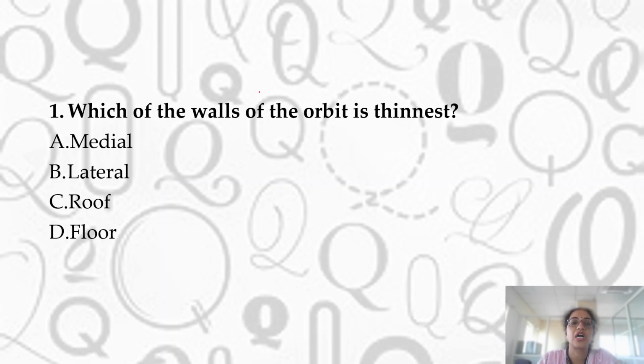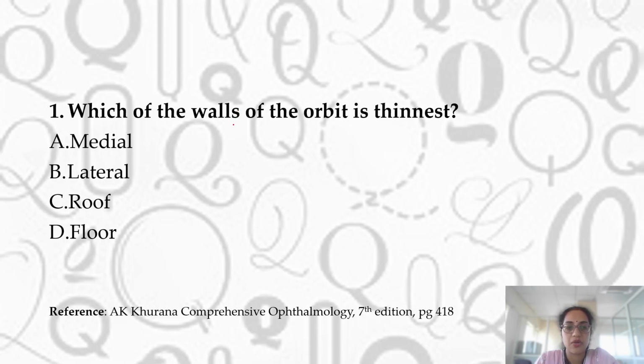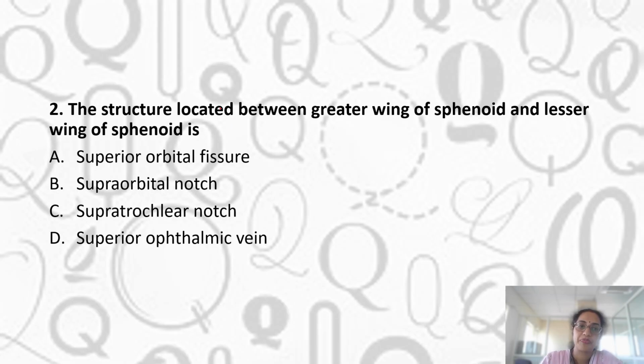Let's take a question now. Which of the walls of the orbit is thinnest? We have already discussed this. The medial wall. Medial wall is the thinnest portion of the orbit. The structure located between the greater wing of sphenoid and the lesser wing of sphenoid is the superior orbital fissure.